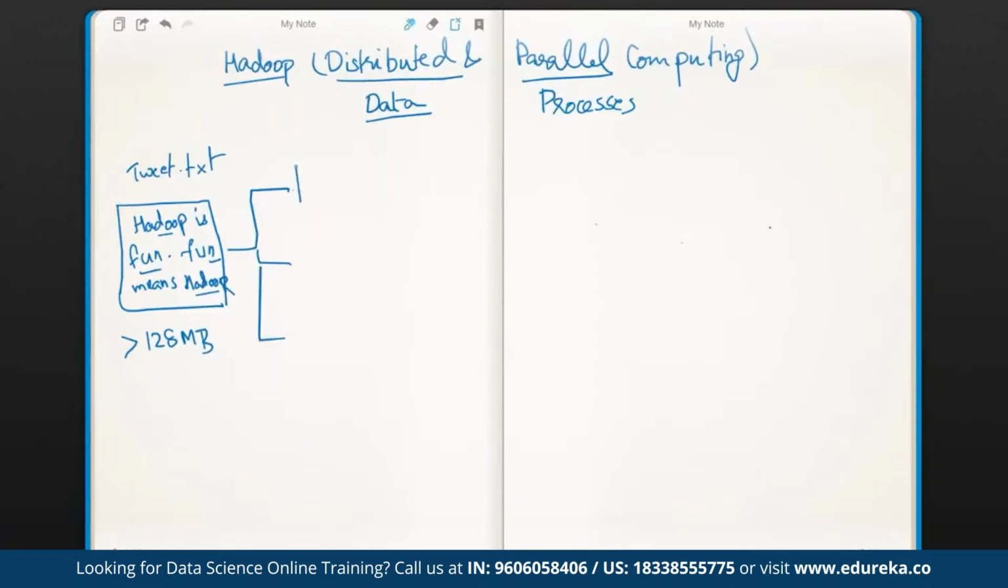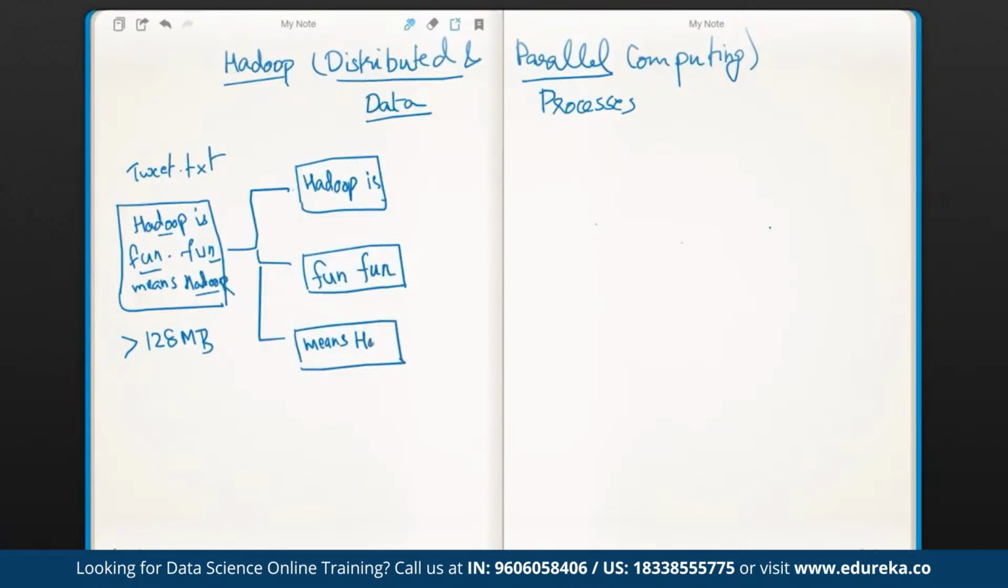The first split of 128 MB is only 2 words long, which is nothing but Hadoop, and it contains the word is as well. The second split of this data contains the 2 words fun, both in one, which is good. And then the third split contains the words means and Hadoop. So this is the first step which happens when you want to distribute the data. I'm calling this the split operation.